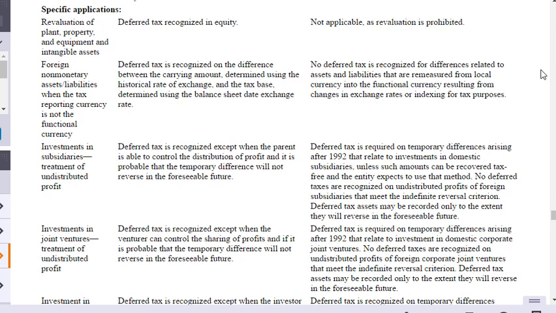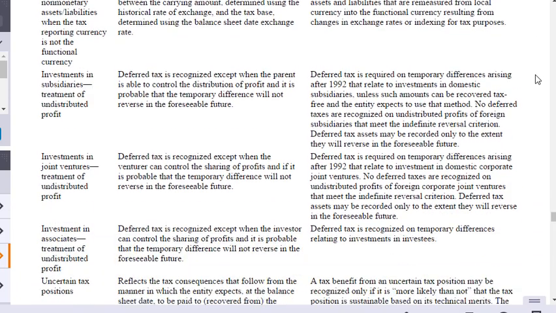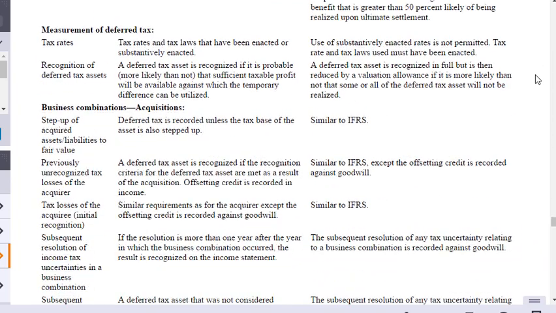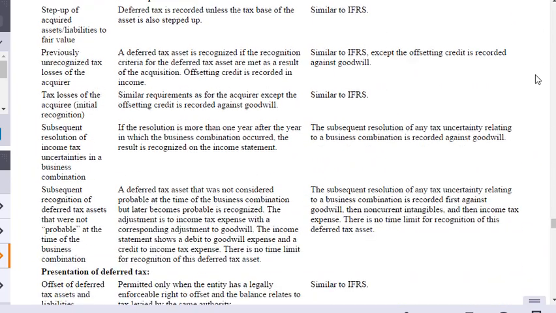Foreign non-monetary assets and liabilities when the tax reporting currency is not the functional currency. That comes up more in CFA Level 2, by the way, under accounting for multinationals. So the deferred tax is recognized on the difference between the carrying amount. Okay, there's no deferred tax related to assets and liabilities on the US GAAP side. So again, not going to go through this entire list. I just wanted to bring your attention that it is in the book, that you can scroll through.